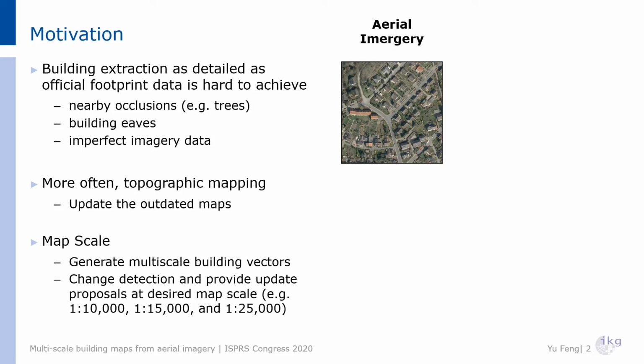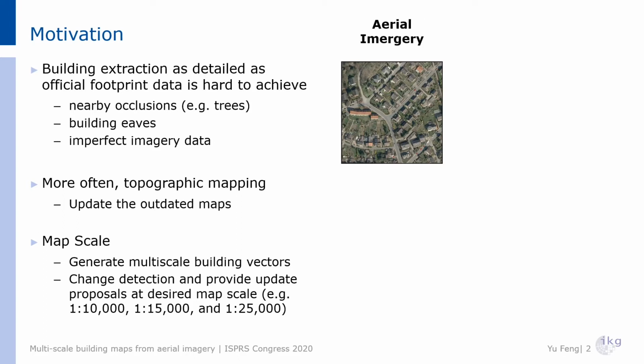There are several reasons. The nearby occlusions, such as trees, and the building eaves lead to the detected buildings often being larger than the footprints, and also the imperfection of imagery data. The true orthophotos are not always available. More often, it is practical to use them for topographic mapping, especially to update outdated maps.